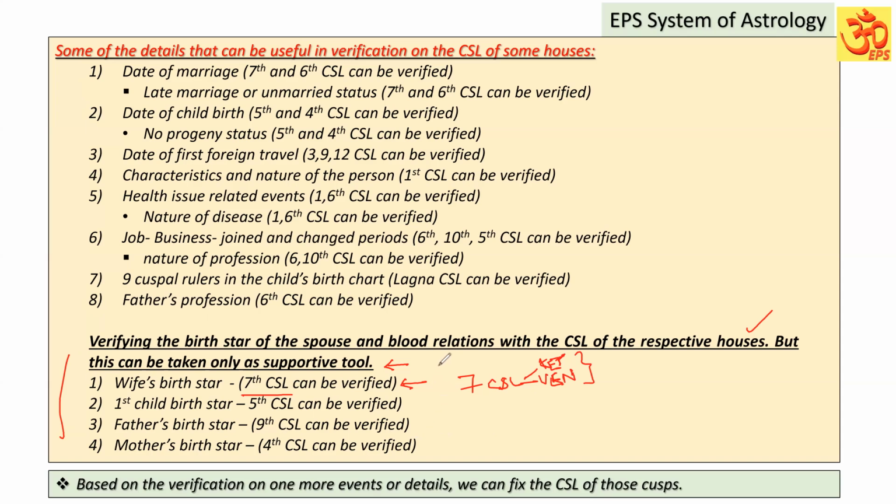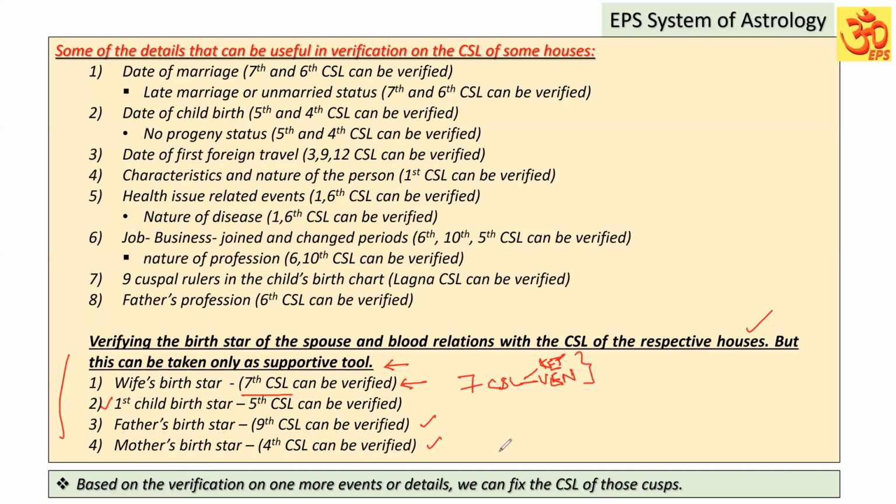Not based on that, we cannot confirm it, but this can be used as a supportive tool for confirming. So here, the wife's birth star in the case of the husband, and in the case of the wife, it is the husband's birth chart. Similarly, the first child's birth star, the fifth cuspal sublord can be verified. Father's birth star, the ninth cuspal sublord can be verified. Mother's birth star, the fourth cuspal sublord can be verified.